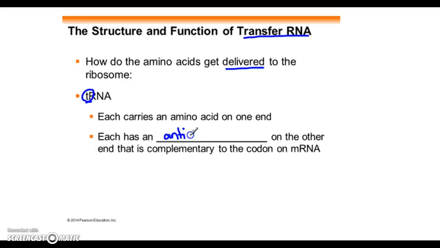We've seen codon before. Anytime you see codon, you should be thinking mRNA. So when you see anticodon, you should be thinking tRNA. So let me show you what that structure is going to look like.